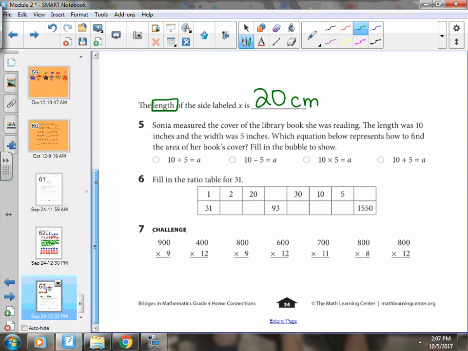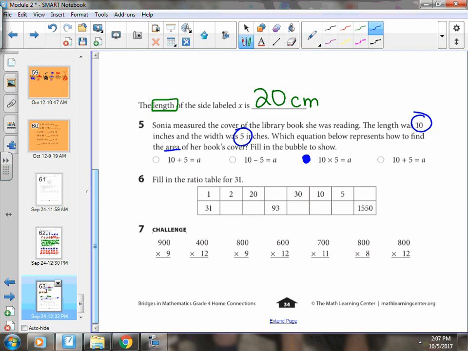Sonia measured the cover of her library book she was reading. The length was 10 inches and the width was 5 inches. Which equation represents how to find the area? I know area is the length times the width. So 10 times 5. I know the answer is 50, but they didn't want the answer. They just wanted the equation that you could use to figure out the answer.